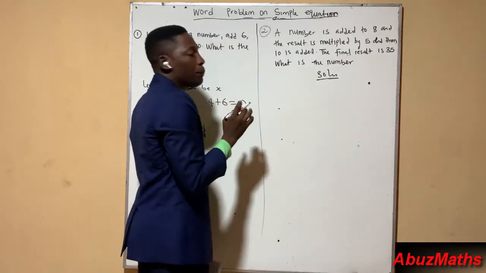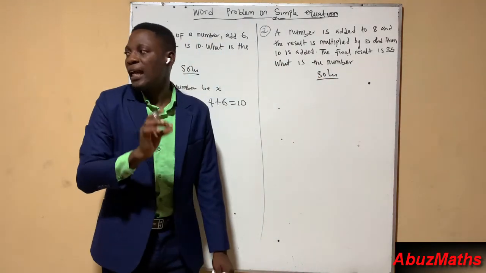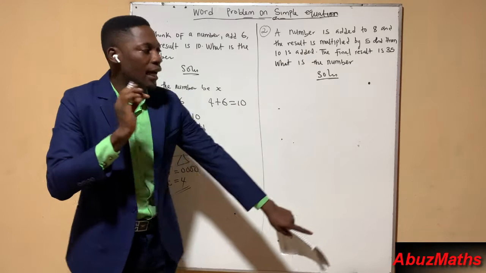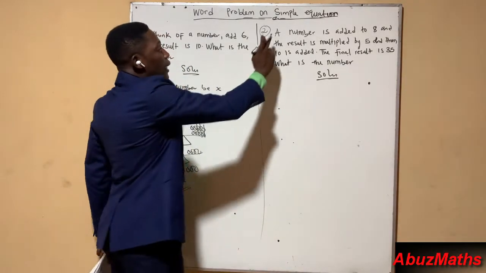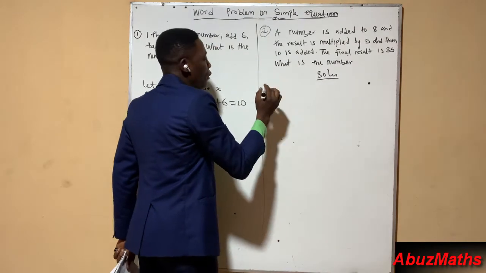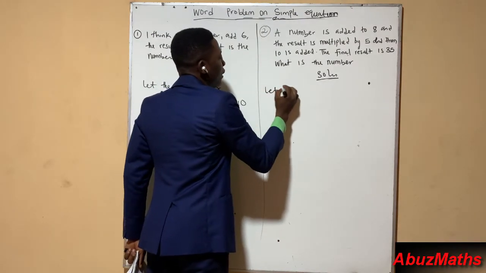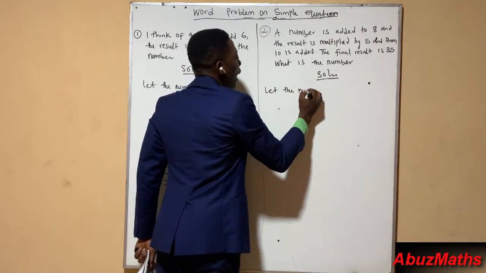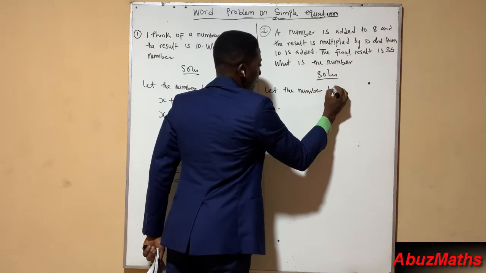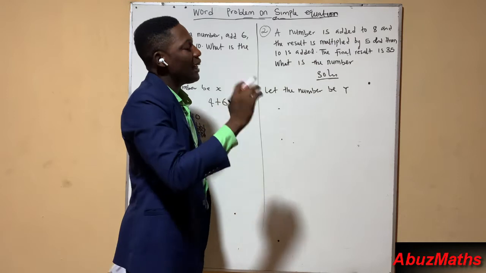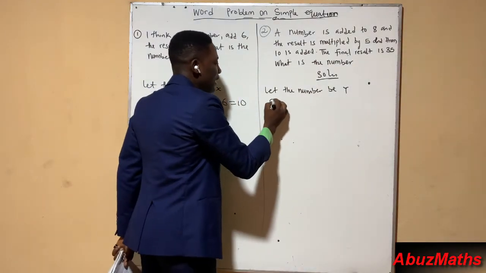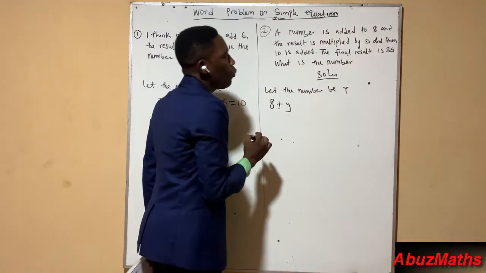Alright, so now let's interpret this question step by step and get the answer. A number. So let me use y to represent the number now. So let the number be y. Now a number is added to 8. That means I had 8 and I added that number, which is y.